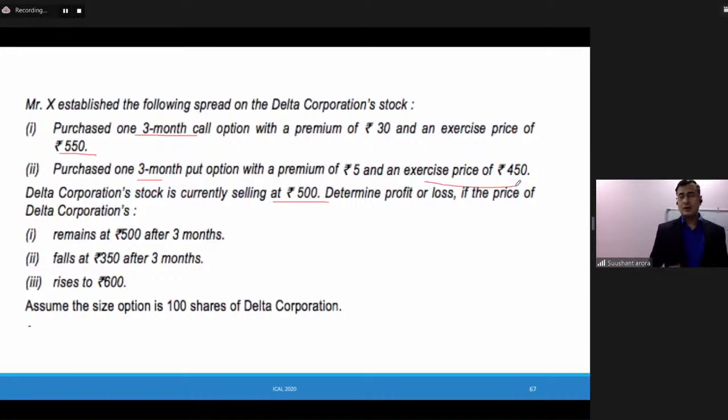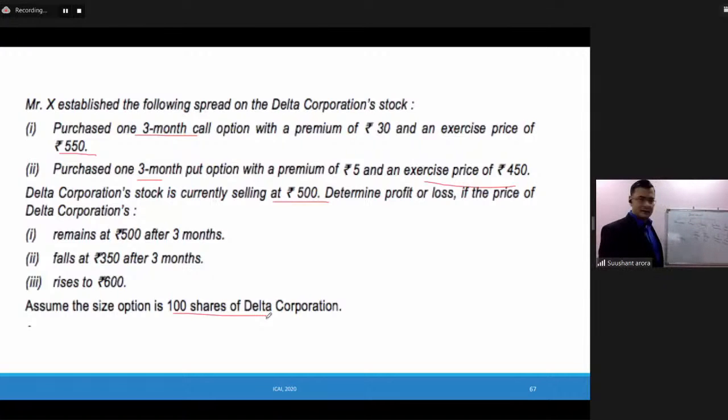So you need to determine the profit and loss for Delta Corp in 3 situations: the price remains at 500, falls to 350, and rises to 600. Assume that the option size of Delta Corp share is 100 shares. Clear, everyone? I hope you have read this question, and I can start doing it.